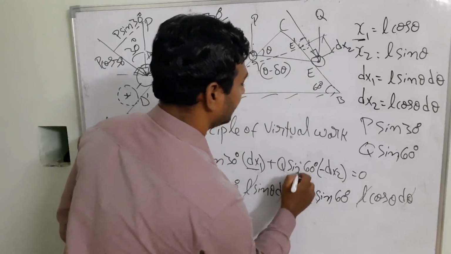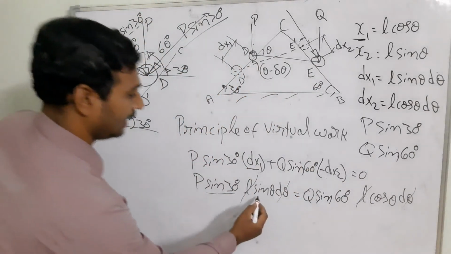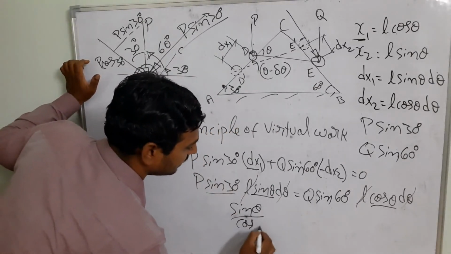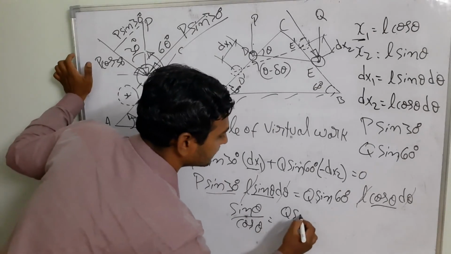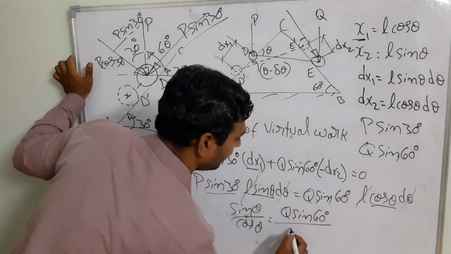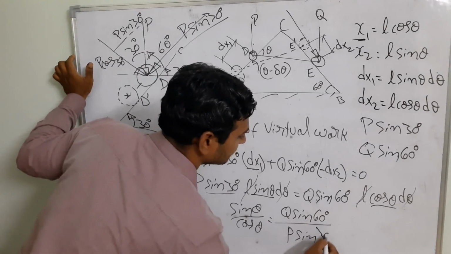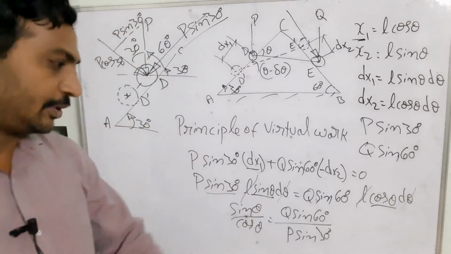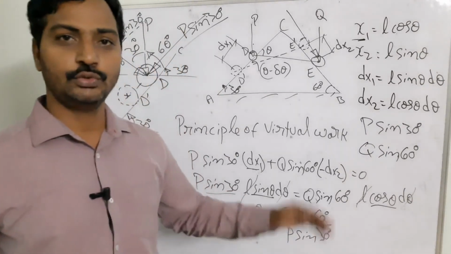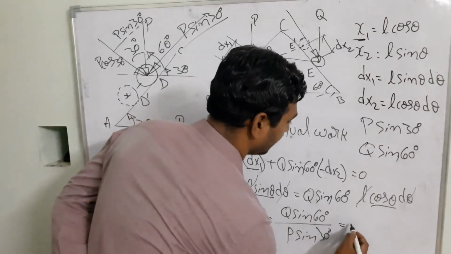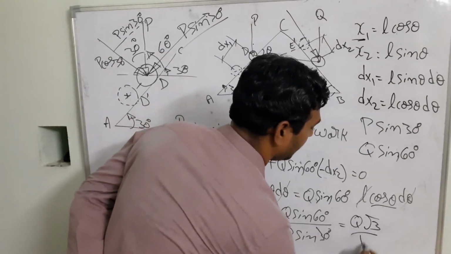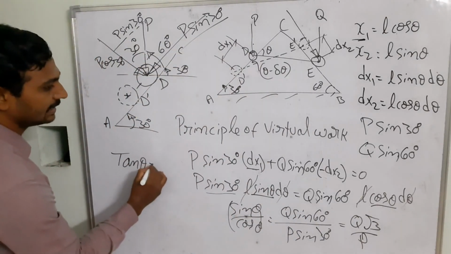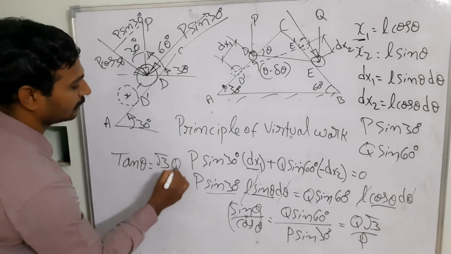Once we have the sine 60 degrees, we need to find out the theta. So that's going to be sine theta by cos theta is equal to Q sine 60 degrees by P sine 30 degrees, right? As we know, sine 60 degrees is equal to root 3 by 2 and sine 30 is equal to 1 by 2. The 2 will be cancelled. Then finally, I am going to get here Q into root 3 by P. So from this, I can calculate tan theta is equal to root 3 Q by P.